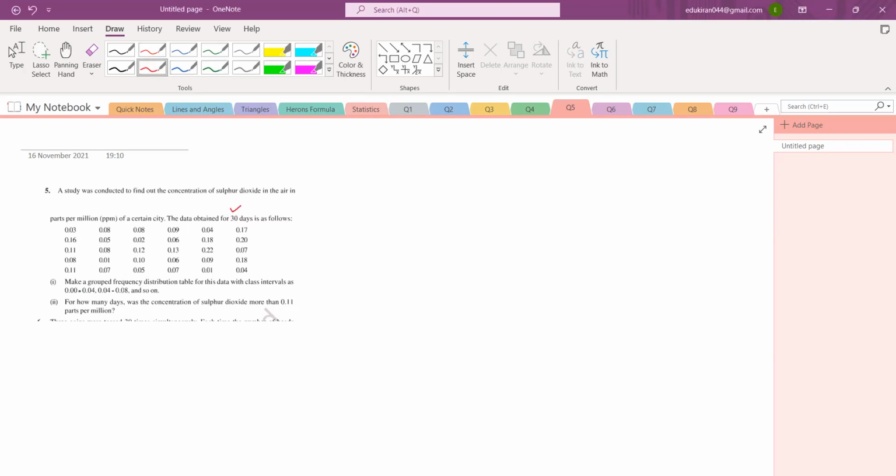Now, what is he asking? Make a grouped frequency distribution. So you have to make groups for this data with class interval. So it's already given the class interval. So first of all, find out which is the highest value in the data. Tell me.